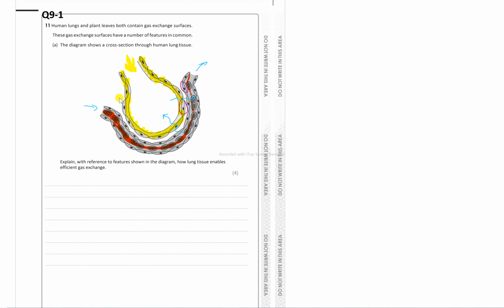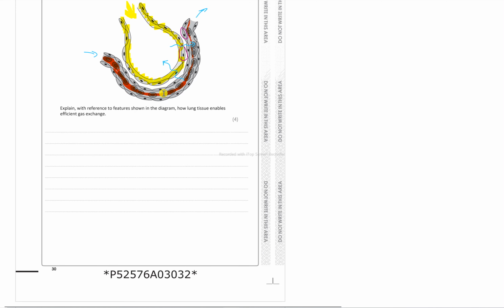Right. Okay. Let's try to write this down. So you have the alveoli increase the surface area of the lungs for more efficient gas exchange.